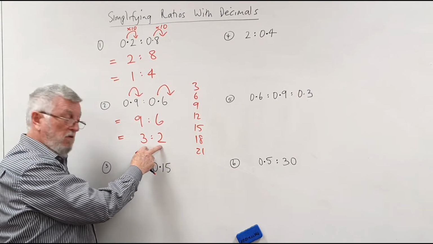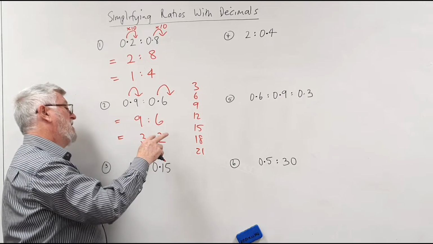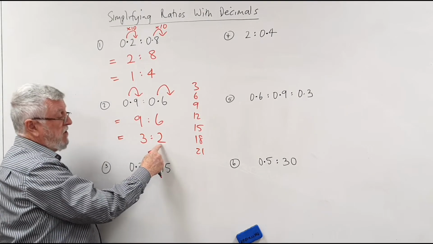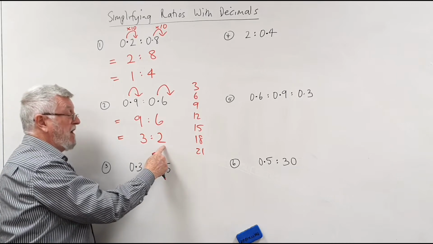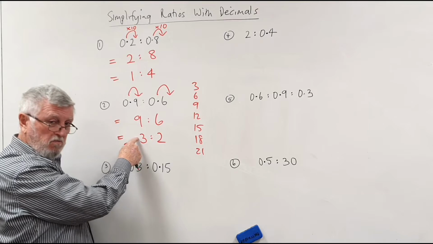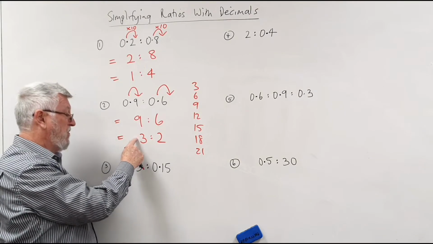Don't forget what we're looking for is the lowest whole number version. So that's the lowest whole number version. If I halve that, I can get a lower number, but then this becomes 1.5. So it doesn't stay as a whole number. So we're wanting whole numbers.